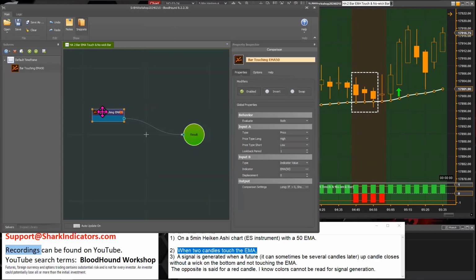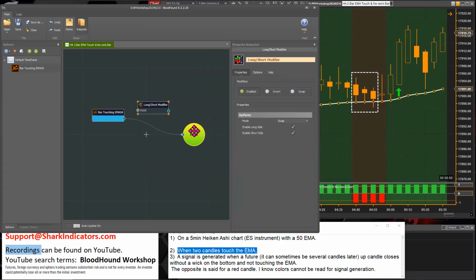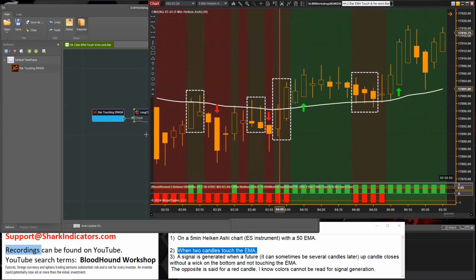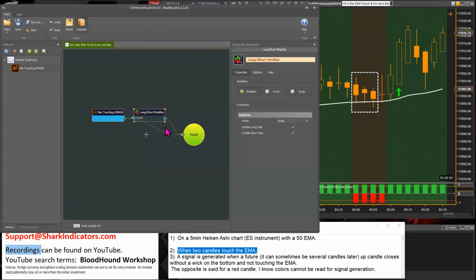What we need to do here is use a function node to filter those bars that have a long and a short output together, and we want the long short modifier. We only want to see the bars with a long and short together. So we want to strip out the bars that have a long only or a short only output. We can use the long short modifier to do that.